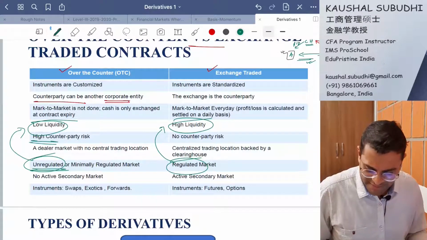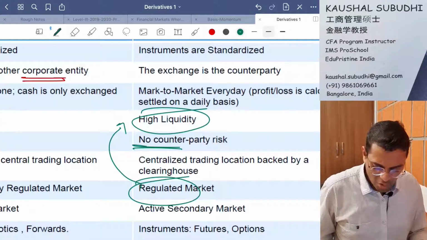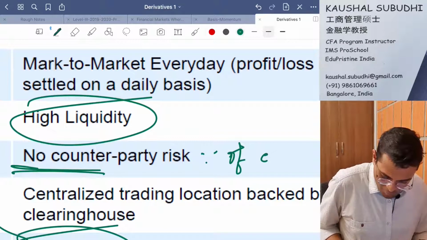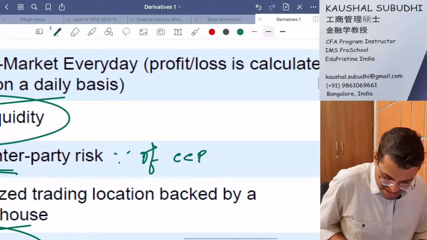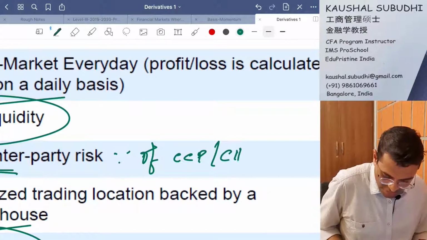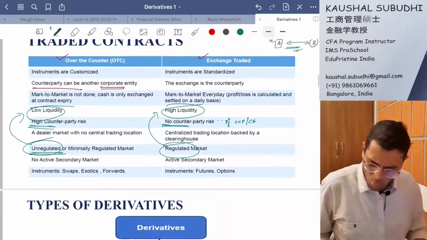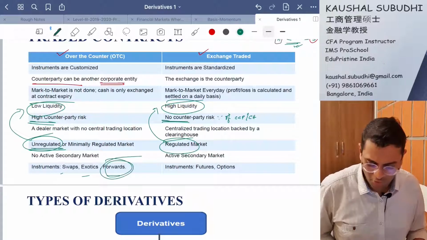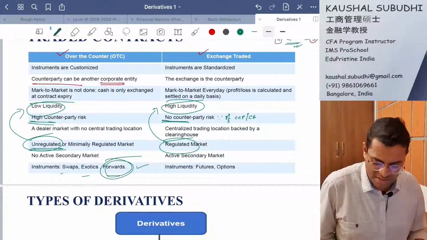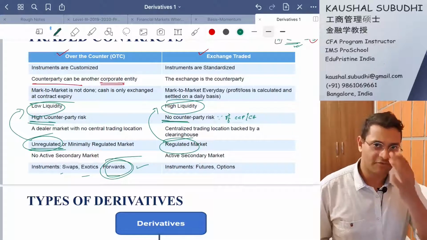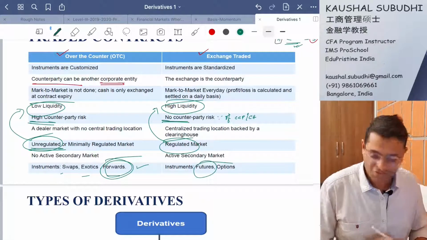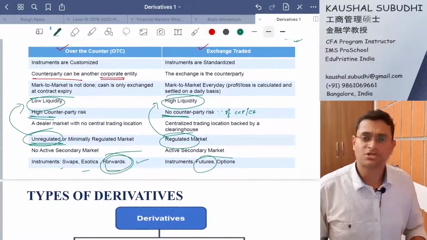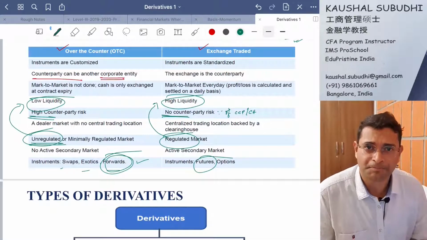What else? Of course, we have already dealt with this: higher counterparty risk in OTC, and no counterparty risk at all in exchange traded because of the presence of the CCP, the Central Clearing Party, also known as the clearing house. What next? We have some instruments here: swaps, exotics, forwards. The most important one here is forwards. Forwards are always OTC derivatives and futures are always exchange traded derivatives. Options can be traded in exchange markets as well as OTC markets. So I hope this will suffice. We'll stop.